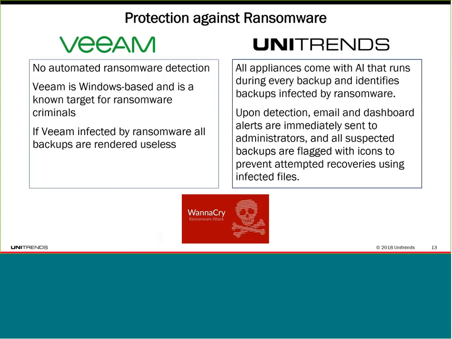With Unitrends, we're not a Windows-based solution. We're built on Linux, on a hardened Linux OS, giving you that added layer of security. And all of our physical and virtual appliances come with artificial intelligence that runs during every backup, calculates baseline change rates and data entropy levels for individual machines, and then detects abnormal behavior that's indicative of ransomware. We'll email you and kick off an alert in the dashboard, flag that backup, prevent replication, and really give you that added advantage from being able to recover quickly and addressing ransomware before it spreads throughout your environment and causes havoc and excess downtime. So Unitrends absolutely is one of the top choices when it comes to protecting against ransomware.